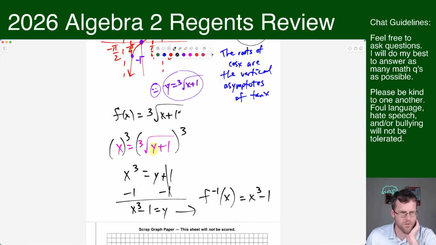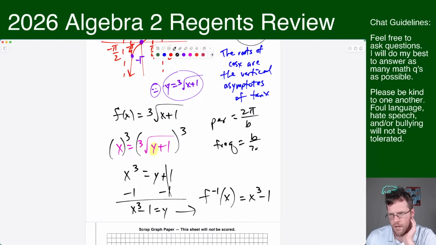Yeah, period. Oh, so trig stuff. So period is 2 pi over b. Frequency is the reciprocal, so that would be b over 2 pi. This is new for 2026.